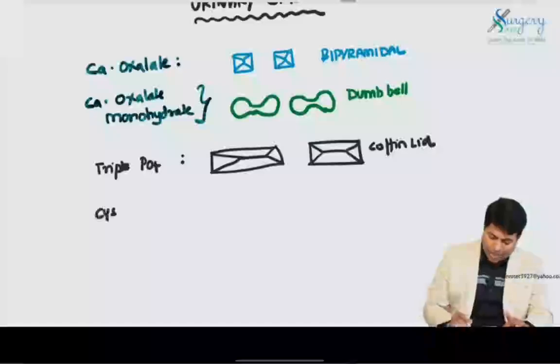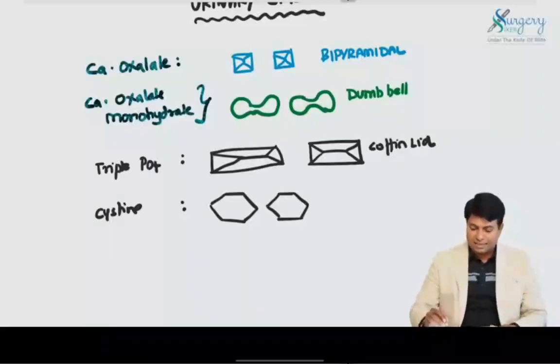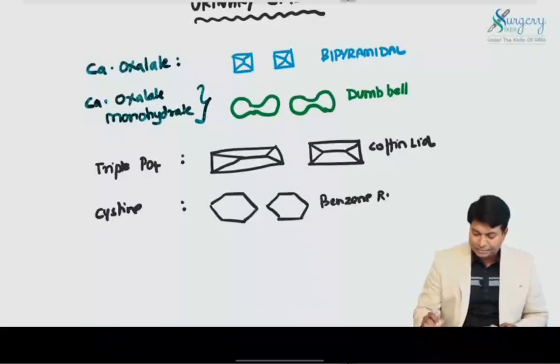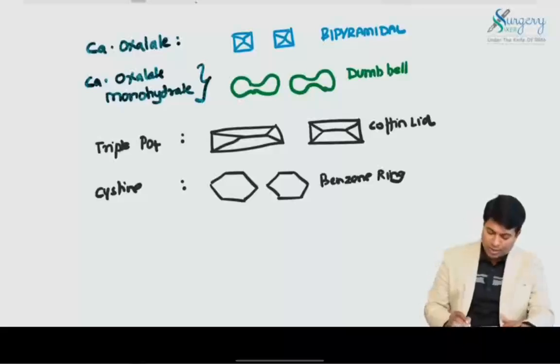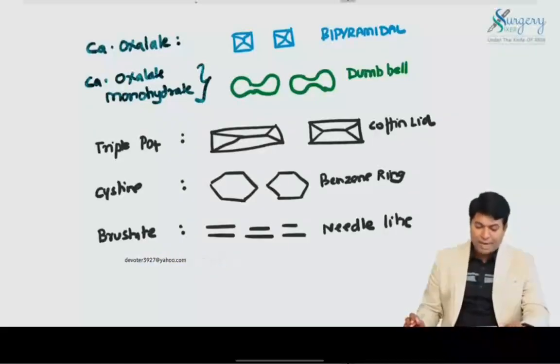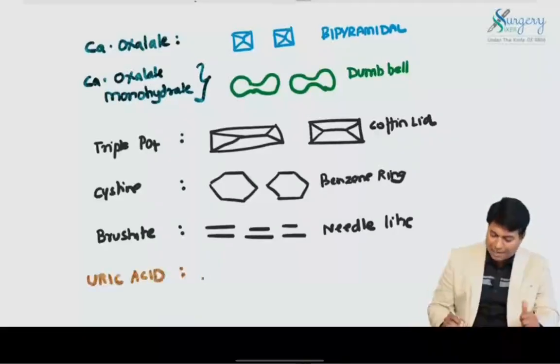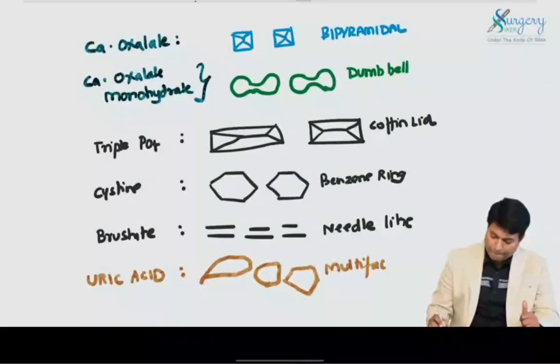And coming to cysteine stone. Cysteine stone has a hexagonal shape. These are hexagonal crystals, like a benzene ring. Benzene ring is seen in cysteine stones. And there are some rare stones like brushite stones, which have a needle-like appearance. Needle-like appearance is seen in brushite stones, benzene ring in cysteine stones, and uric acid stones I told you are seen with a multifaceted appearance.